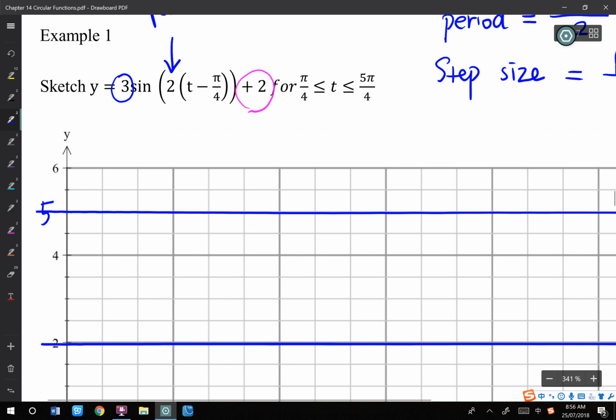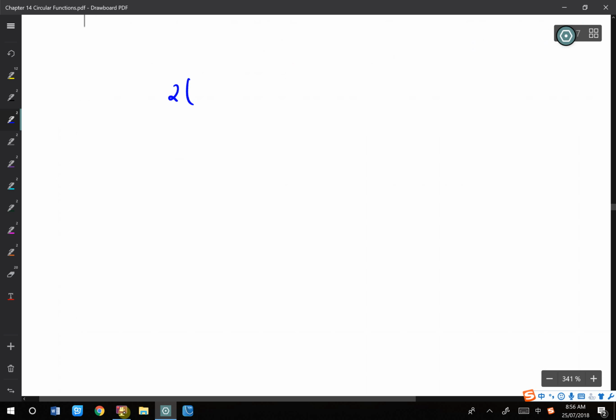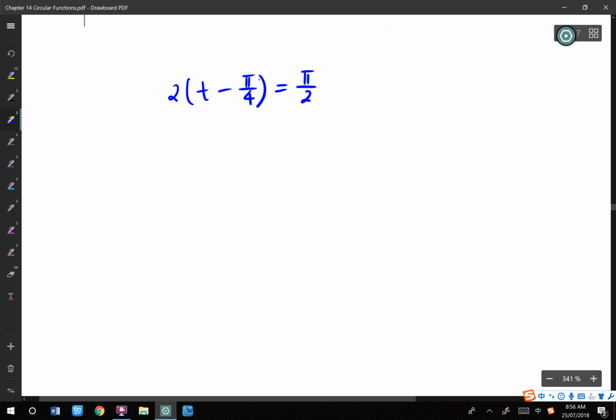That's why I want to make the whole sine bracket equal to pi on 2. For example, in this one, in the bracket I have 2 bracket t minus pi on 4. If you really don't get why I should use pi on 2, just remember, when you sketch, you make the whole bracket for sine equal to pi on 2 and solve for t. So 2 bracket t minus pi on 4 equals pi on 2, and that t equals pi on 2.